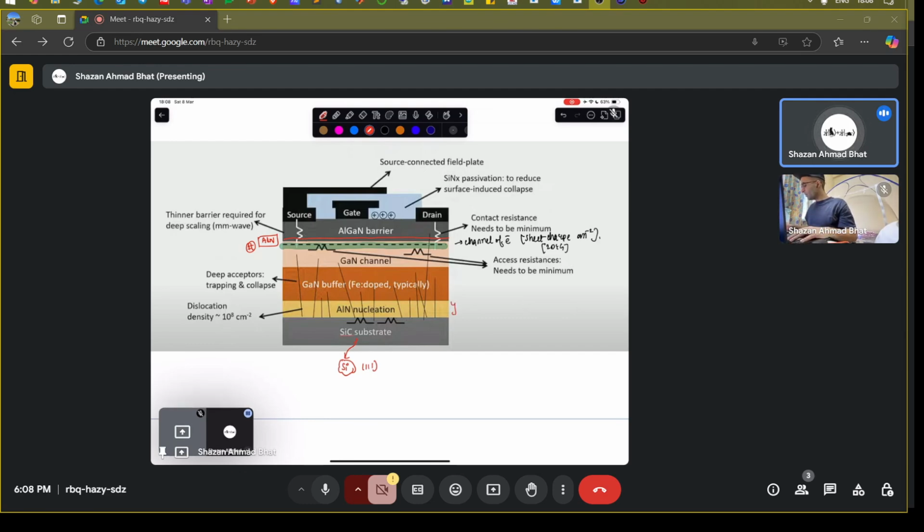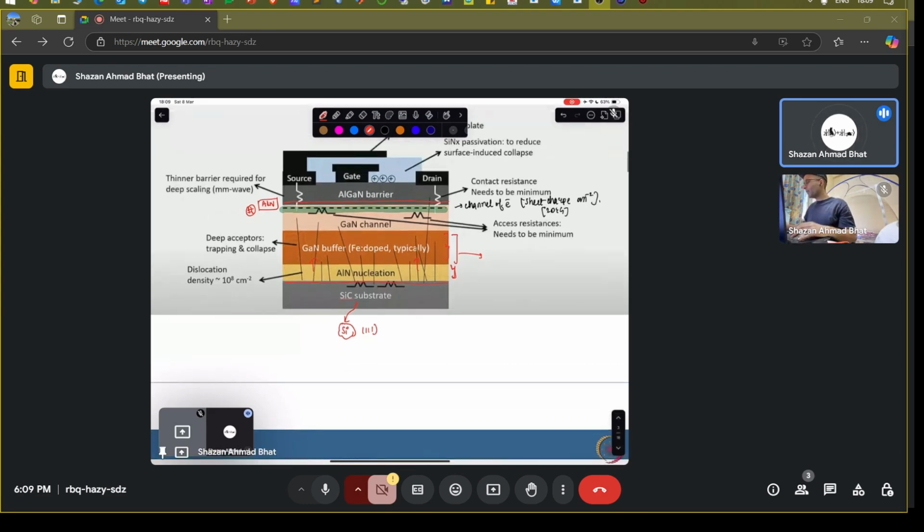Then there is an aluminum nitride nucleation layer, used so that this interface is a good interface with lower lattice mismatch, and then we grow the gallium nitride over it. This gallium nitride is not entirely the same type of gallium nitride. It's doped highly up to a certain thickness, and the other part is basically intrinsic GaN.